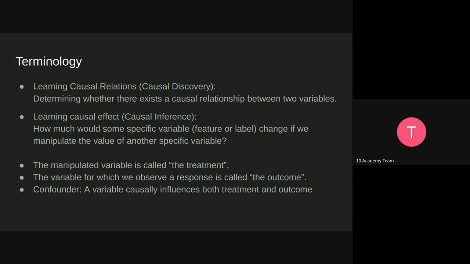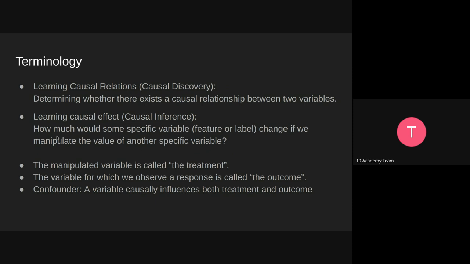Okay, so this is more about causal inference. When we're learning causality, there are two things we want to learn. Looking at two variables, we want to know if there is a causal relationship between the two or not. This is sometimes called causal discovery, or learning causal relations.